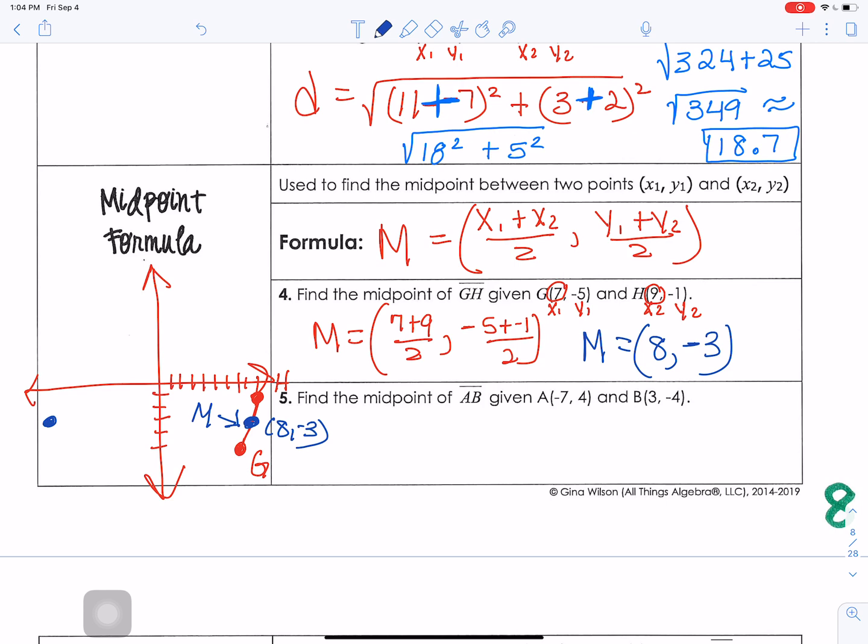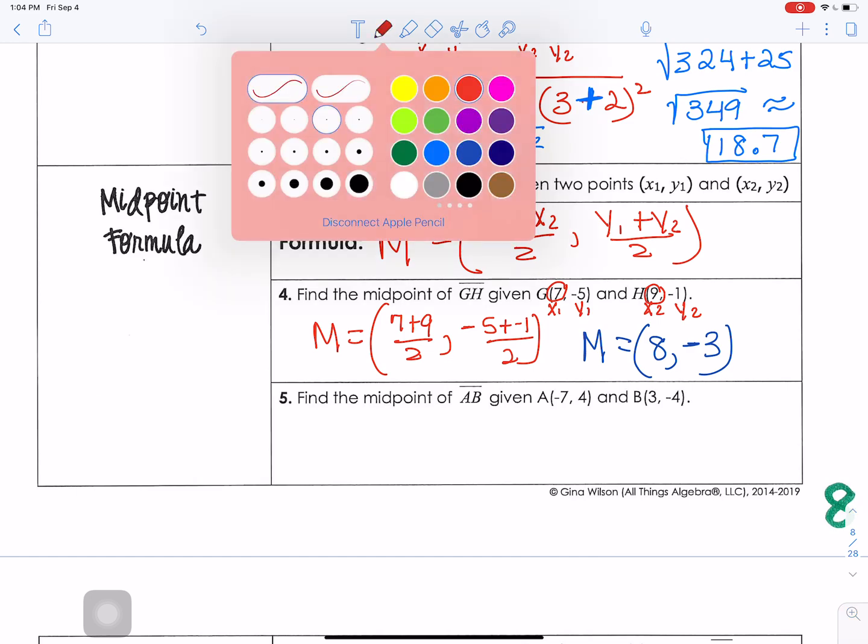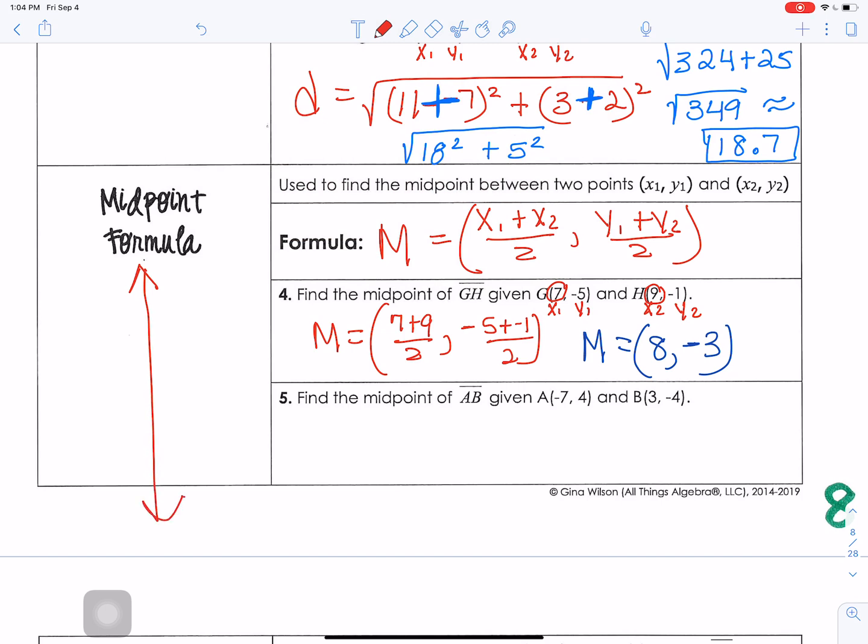Okay, let's try this one more time. So we got number 5 here. Find the midpoint of AB. I'm going to go ahead and graph it again. So let me erase this graph, and we're going to start over with a new one. Okay. So negative 7, 4. 1, 2, 3, 4, 5, 6, 7. 1, 2, 3, 4. So right here, and that's point A. And then point B is at positive 3, negative 4, 1, 2, 3, 4. So right here is point B. And again, we're trying to find the midpoint or the middle of that line segment.